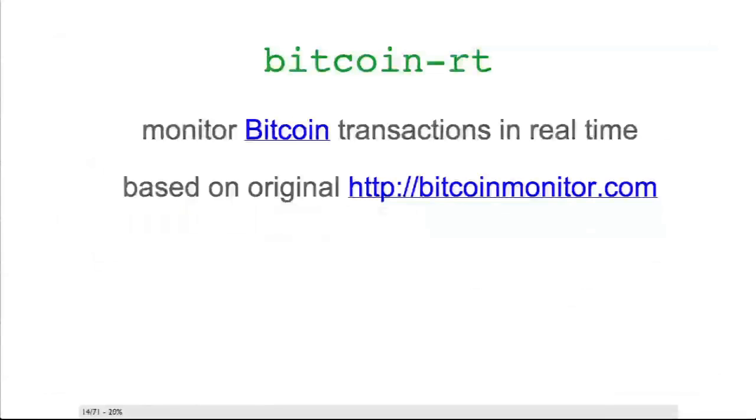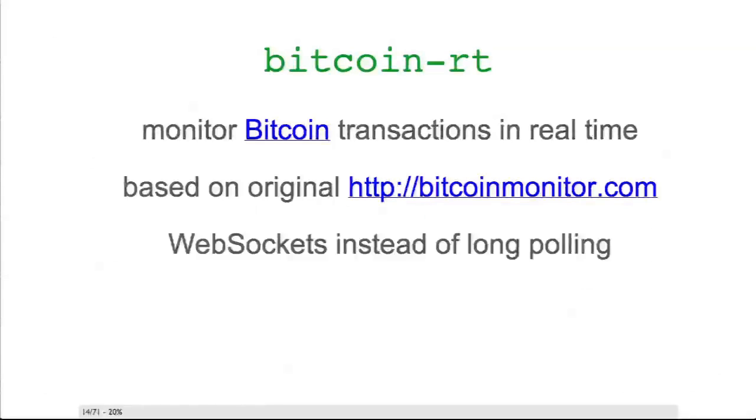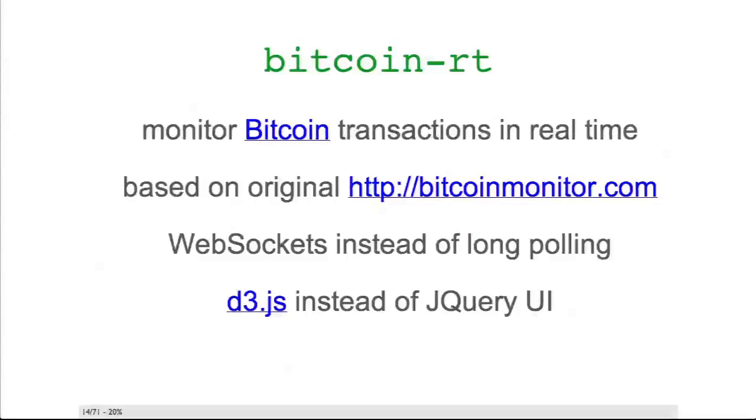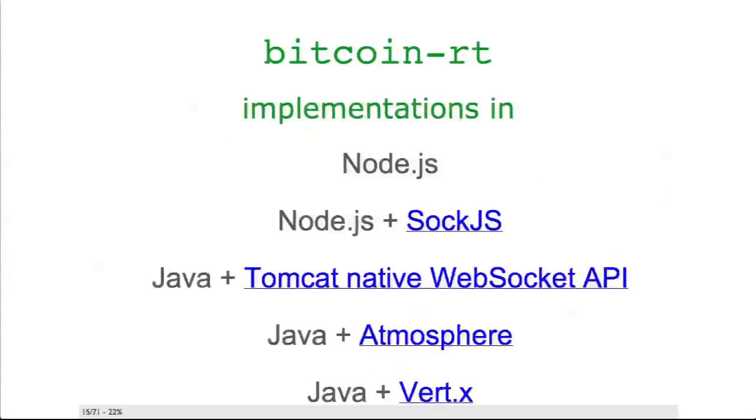And again, that's the idea. So monitor Bitcoin transactions. It's inspired by the original Bitcoin monitor. Using WebSockets instead of long polling, we're using a library called d3.js instead of jQuery UI there, which is an aside, but it's a really interesting project for visualizing data. And we're using MongoDB on the back end for persistence. I won't go too much into that, but I mention it because this application is, we hope, a nice demo. It's not particularly complete or sophisticated, but it's all up online.